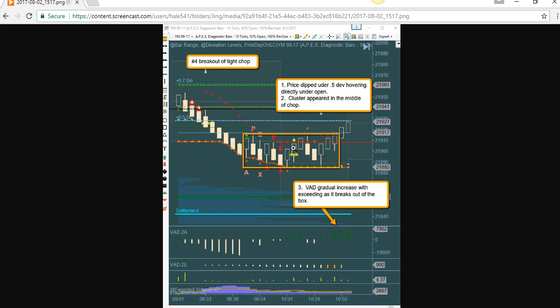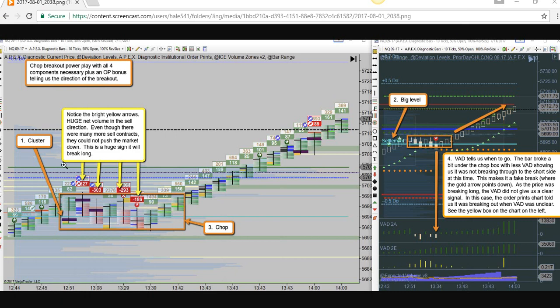And again, if you want to take one of these trades without a cluster, I don't recommend that necessarily without some type of cluster in here. But if you've got everything else setting up, you can go ahead and take that as a scalp trade and protect it tight. So that's what we normally want to see: slowly building VAD and exceeding VAD. But there can be some cases, like in this one here, where everything else lines up, VAD's increasing slowly, but it's not exceeding. That's where order prints can help you out a little bit.